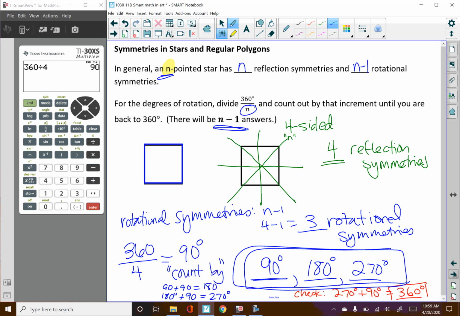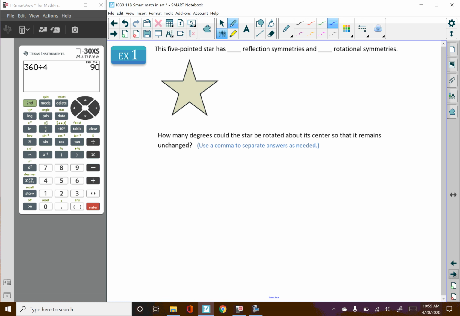So let's try that again with a star. That's a 5-pointed star. So the number of points is 5, so it has 5 reflection symmetries. I'm going to draw those just for fun. There's 1, 2, 3, 4, and 5. So those are the 5 reflection symmetries.